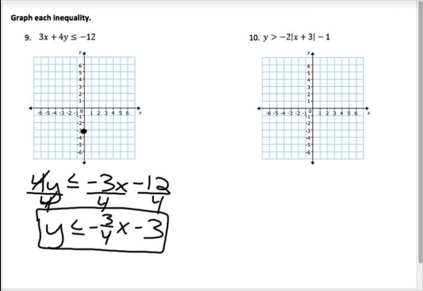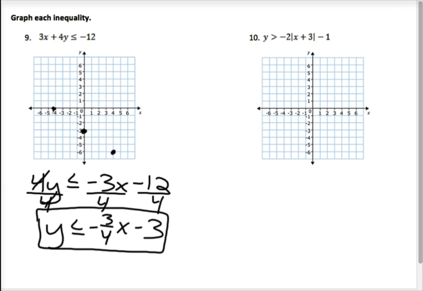And after you plot your y-intercept, now I'm going to use that slope of -3/4. Well, a slope of -3/4 means I go down 3 and over 4. So I get that point right there. Or I could do the exact opposite to get a point.